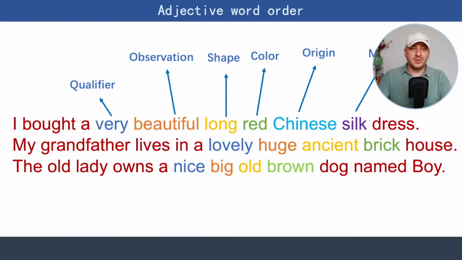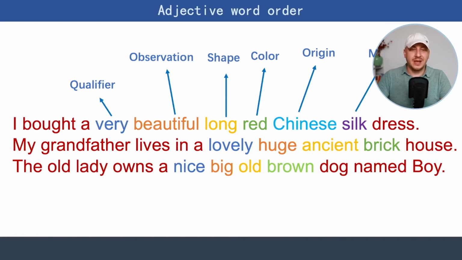So in this example, we begin with determiner, a. And then we have qualifier, very; observation, beautiful; shape, long; color, red; origin, Chinese; and material, silk; dress. Right, so they all modify the noun dress, right? So I bought a very beautiful long red Chinese silk dress.